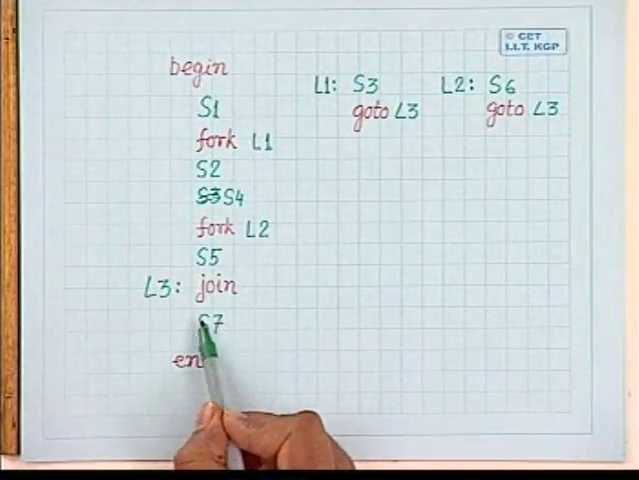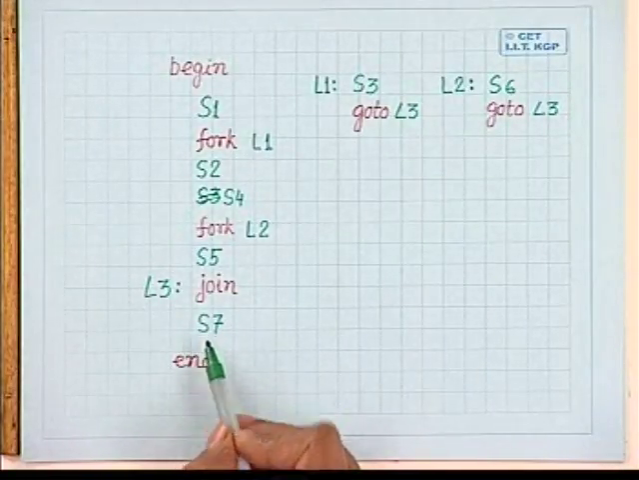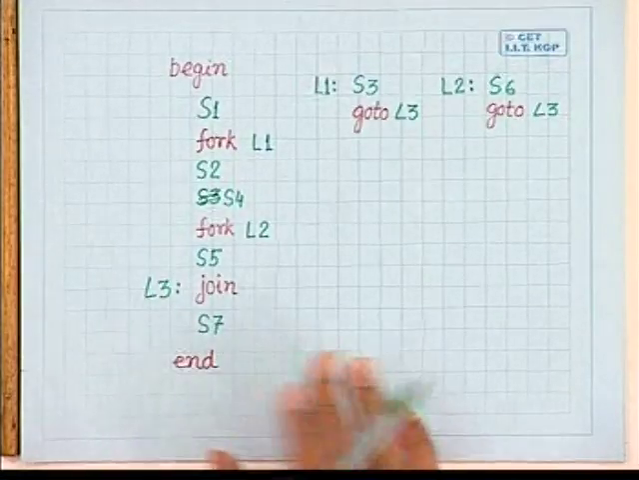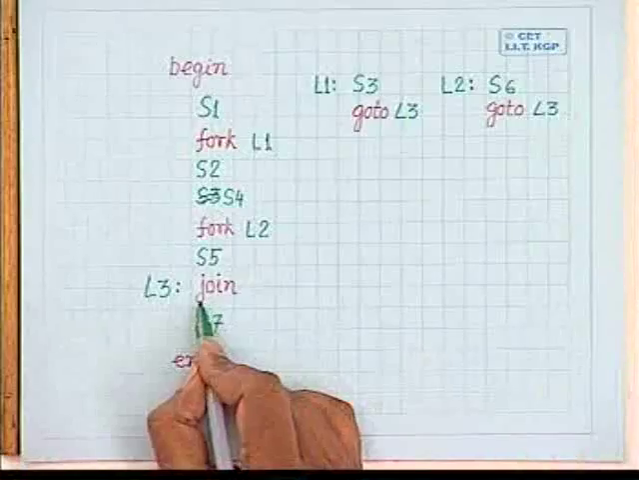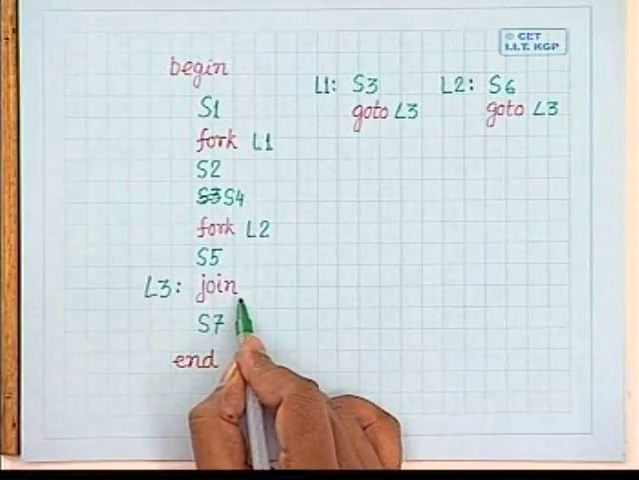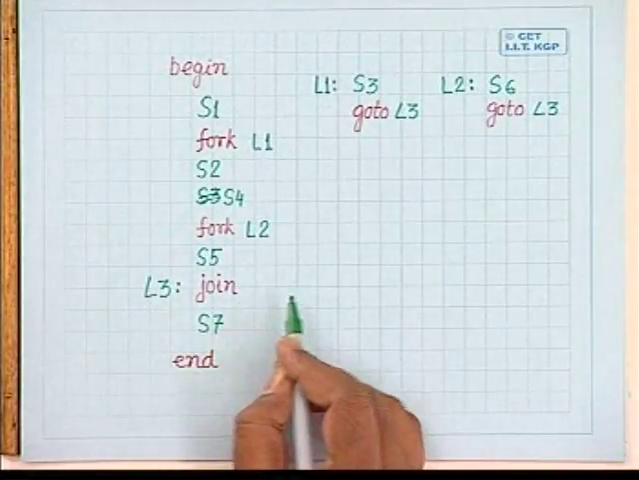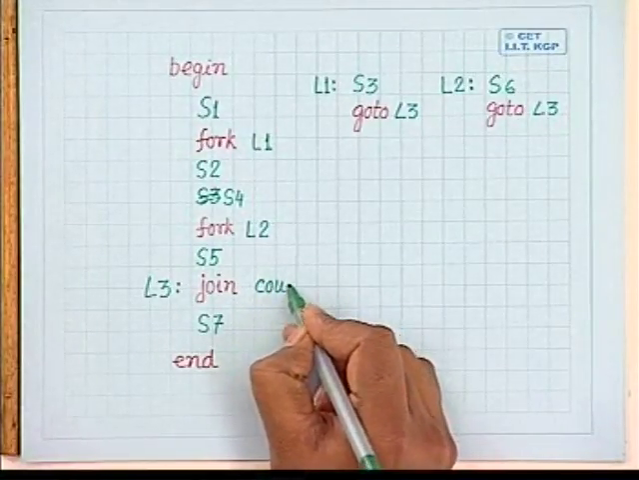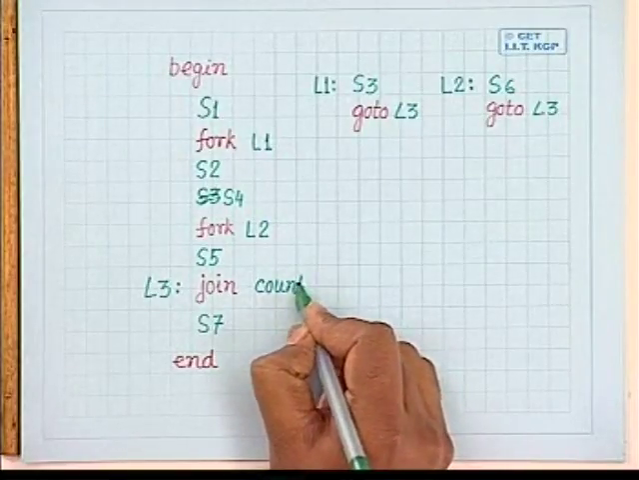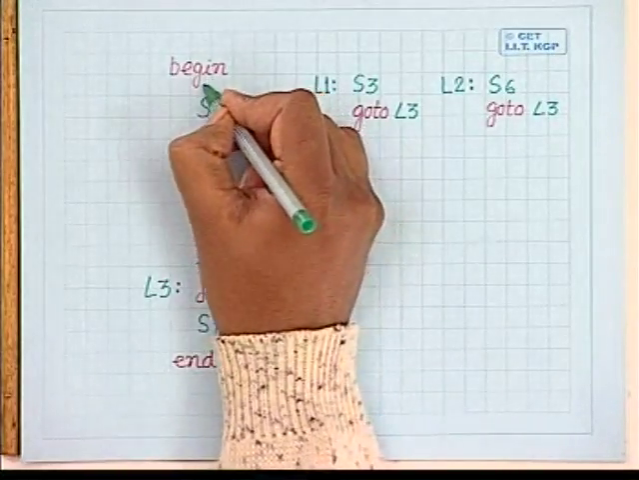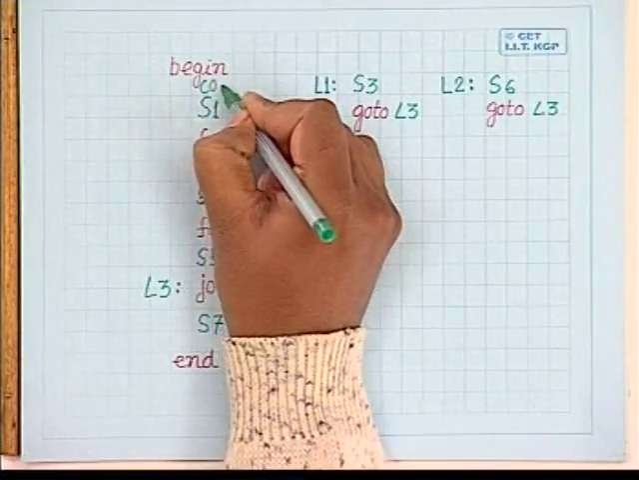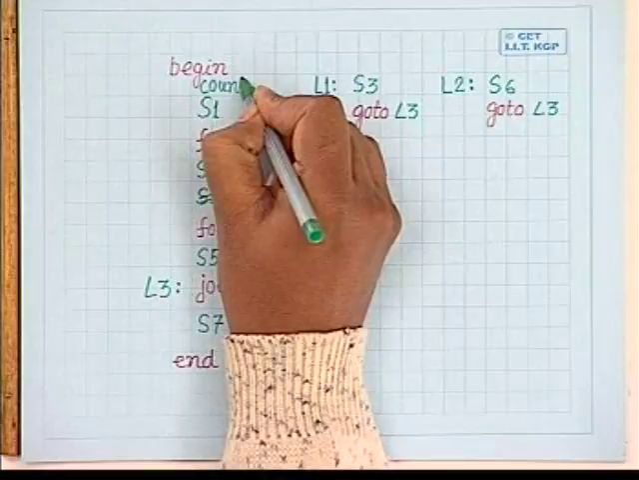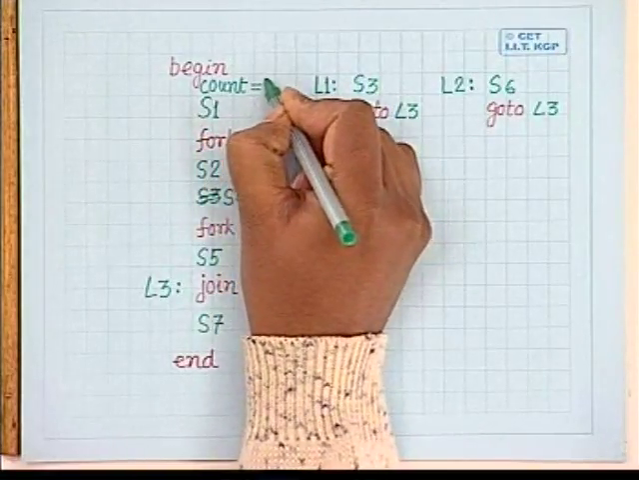For execution of S7, I need only one process. So I must have some provision so that the remaining two processes will be terminated. How is that to be done? We have to use, along with this join statement, an argument. Let me put that argument as count, and I initialize the count with a value 3.